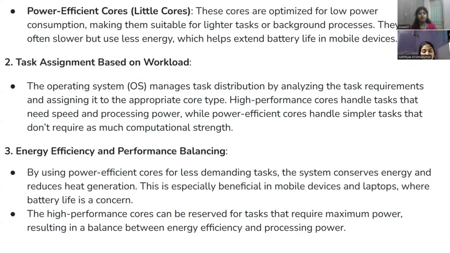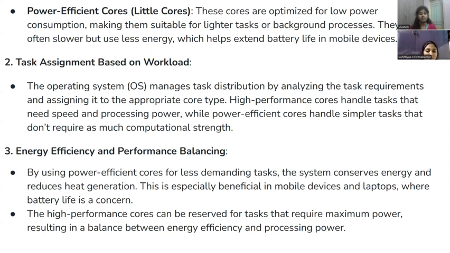And the next we have is energy efficiency and performance balancing. See, the goal of a heterogeneous multi-core processor is to strike a balance between energy efficiency and high performance by relying on power efficient cores for less demanding tasks. The system can conserve energy and reduce heat output. So what are the benefits? This energy saving strategy is especially beneficial for mobile devices where extending battery life is crucial.